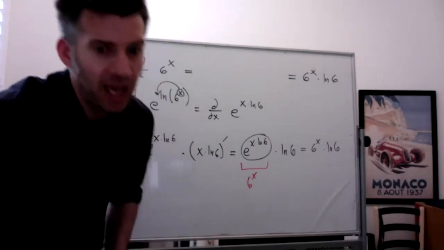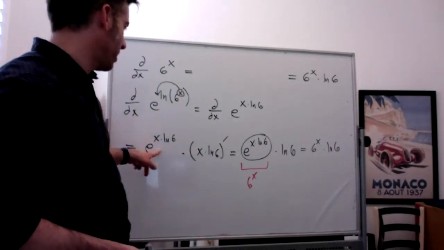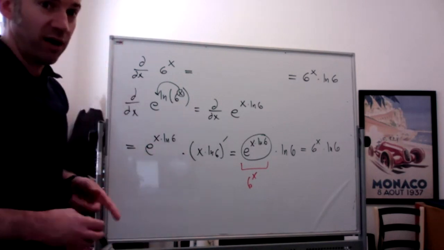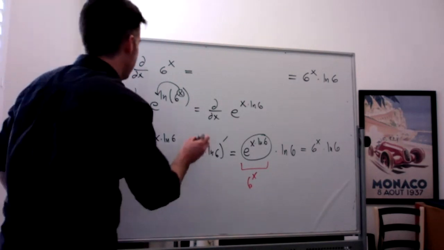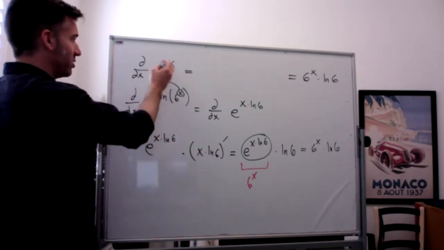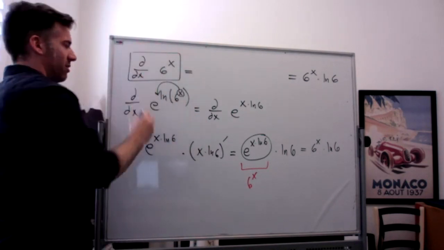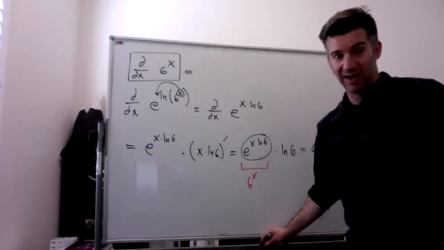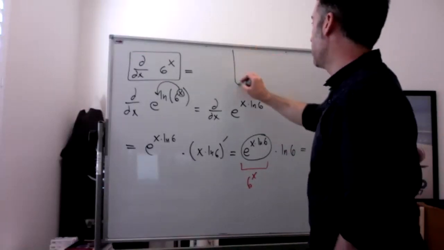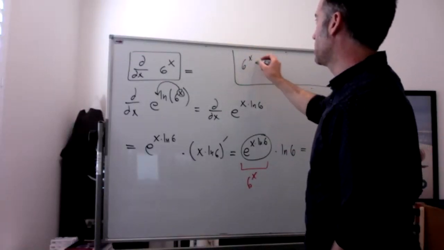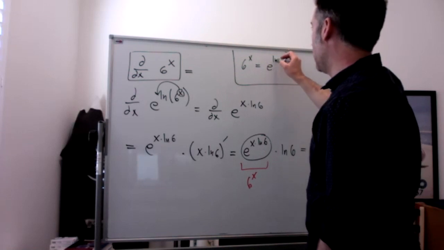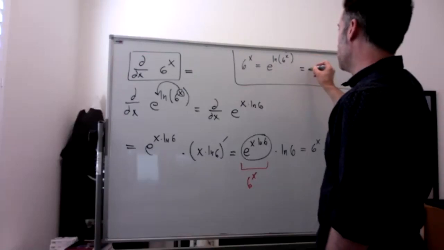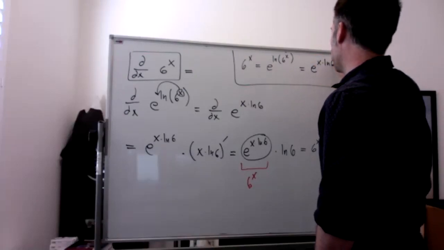Okay, so someone asked how I knew that e to the x natural log of 6 was in fact equal to 6 to the x. Really what I was doing was just undoing the work I already did. I wanted to take the derivative of 6 to the x, so we rewrote 6 to the x in a way that I can take its derivative. We said 6 to the x is equal to e to the natural log of 6 to the x, and then we brought the x down in front of the natural log. So you get e to the x times natural log of 6.